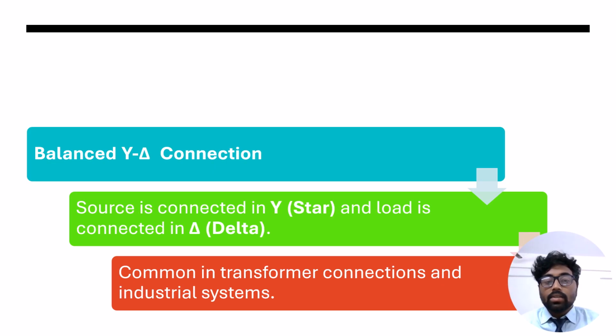Then my next slide is balanced Y-delta connection. Y-delta connection is where the source is connected in Y and the load is connected in delta, and it is common in transformer connections and industrial systems. Here is a common point. We can see that it's a connection in industrial systems and transformers.